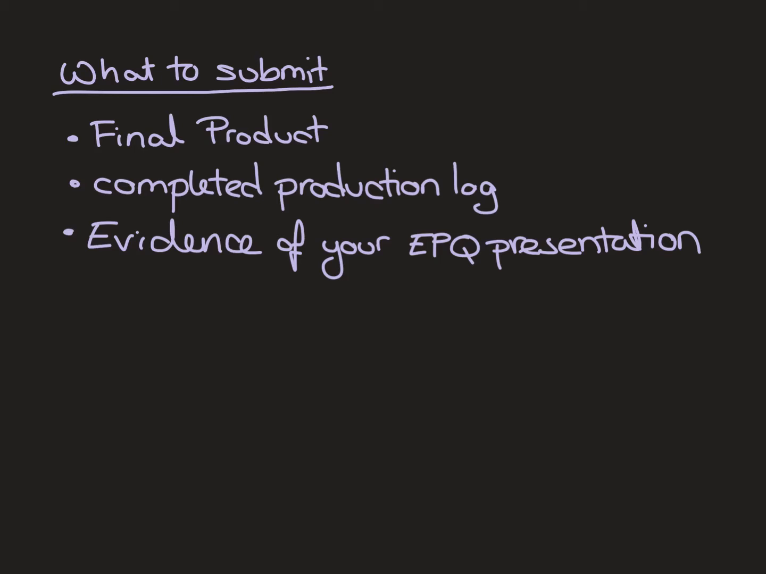So, in terms of what to submit, we've been saying this since you started your EPQ. But remember, in order to get an EPQ, you need to submit three things. You need to submit your final product, so whether that's your artifact and accompanying report or just your 5,000 word report. You need to submit your completed production log, and that is the document that we are completing via Project Q. And you need to print it out at the end, and we'll go through details about how to do that. And there needs to be evidence of your EPQ presentation submitted as well. So those are the three things that must be submitted.